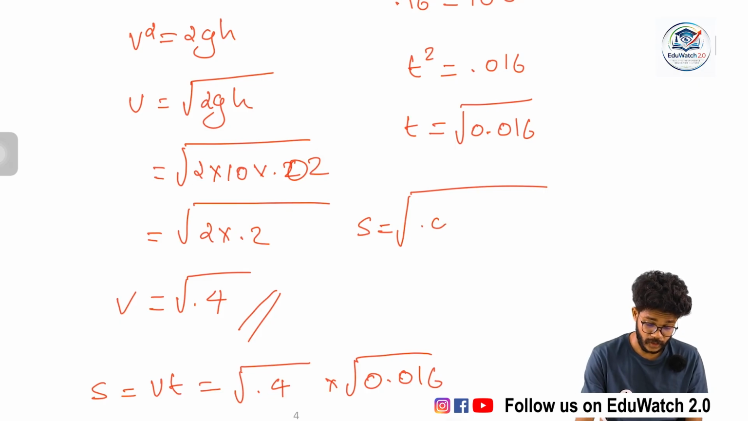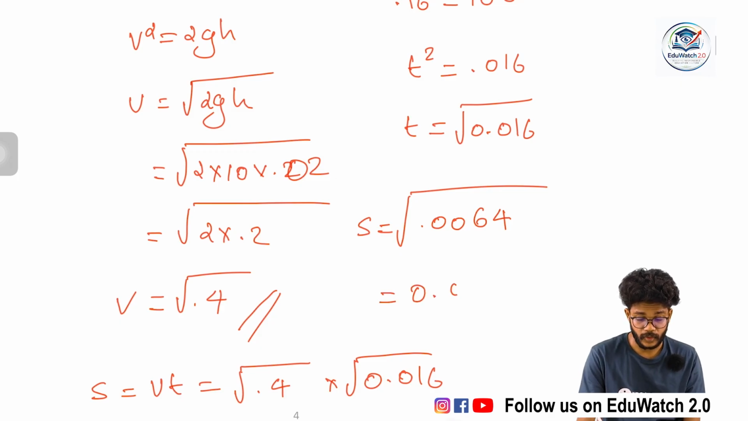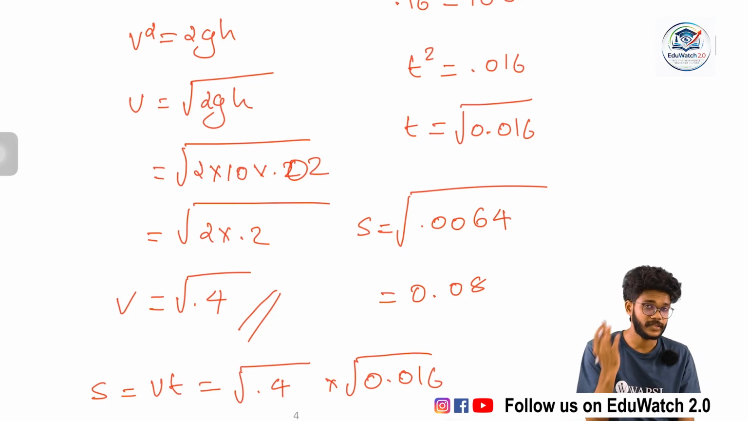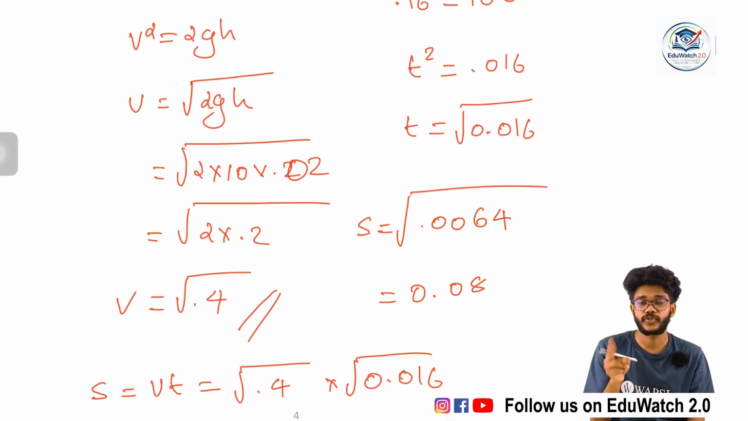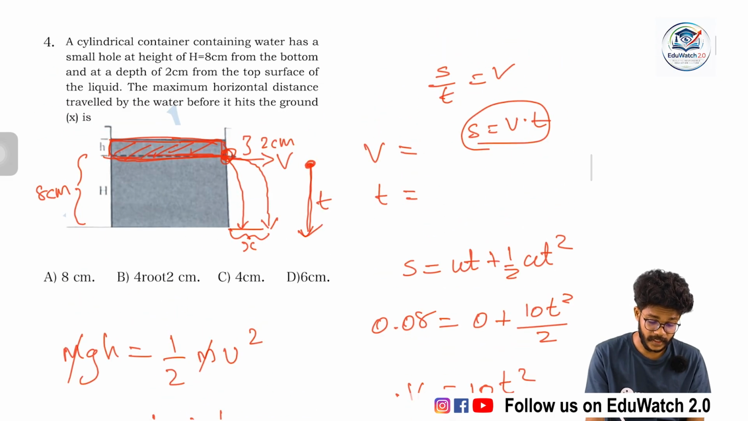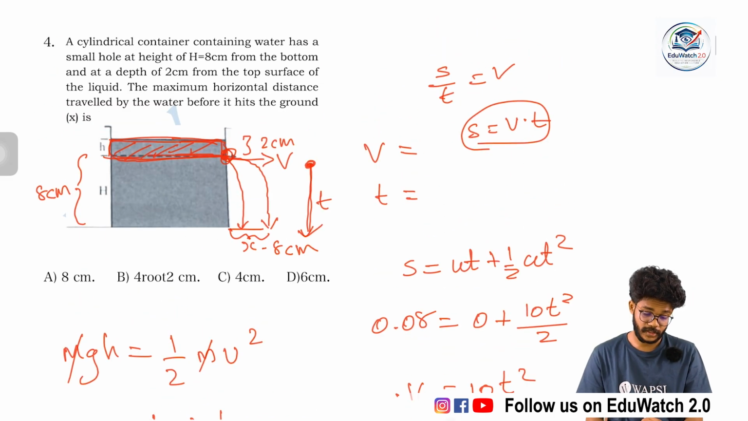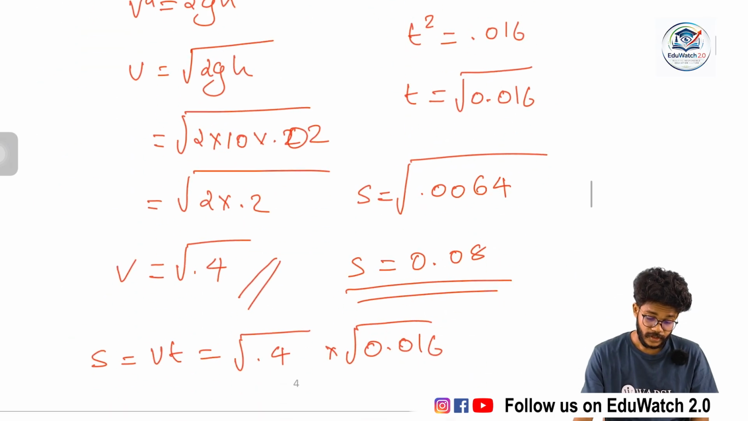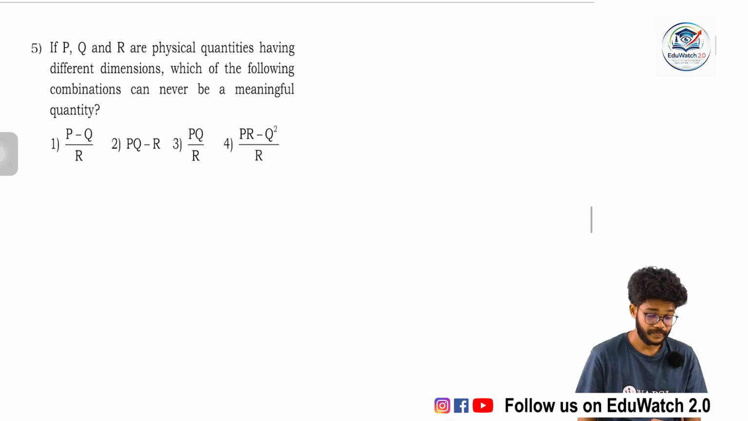So 0.0064, which is equal to 0.08. Correct, because inside the root there are 4 significant figures after the decimal, so by taking the root there should be only 2, and the root of 64 is nothing but 8. So 0.08 is s. That means 8 centimeter, it will travel 8 centimeter. So which option is the correct answer? Option A, 8 centimeter is the correct answer. Okay, so we can move to the next question.